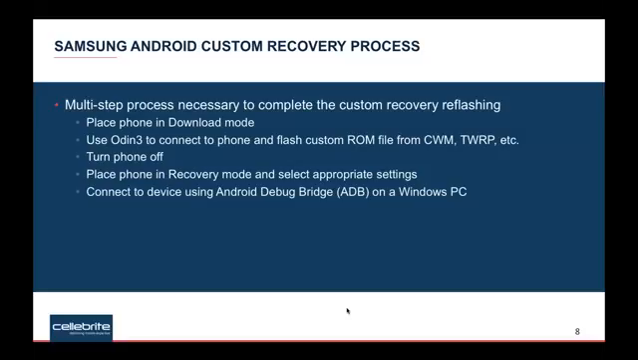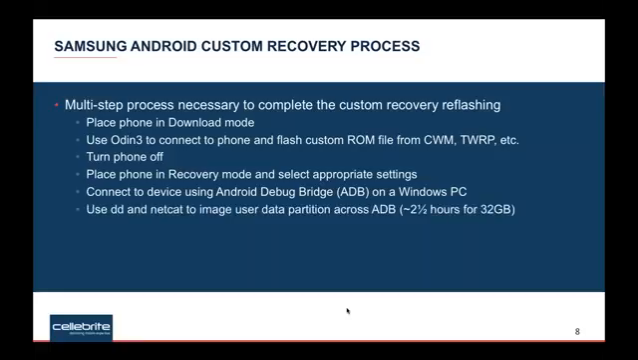The next step is to connect to the device using Android Debug Bridge, and this is typically done with a Windows PC by running the Android developer kit software to communicate with the device through USB.